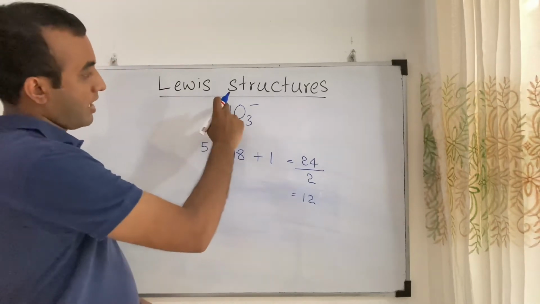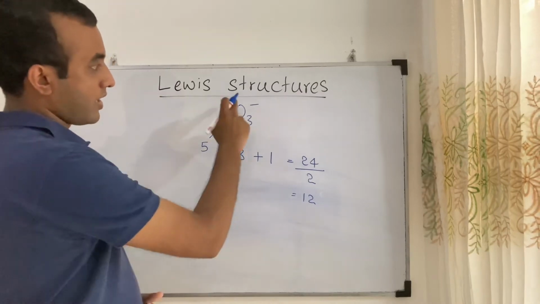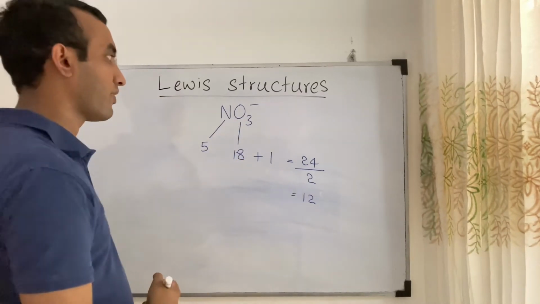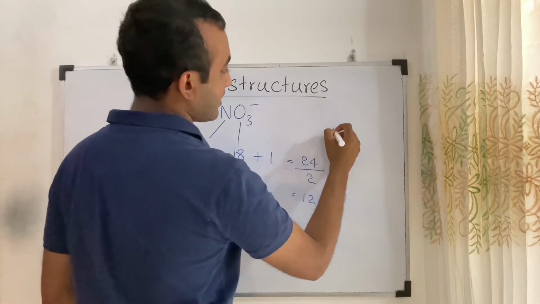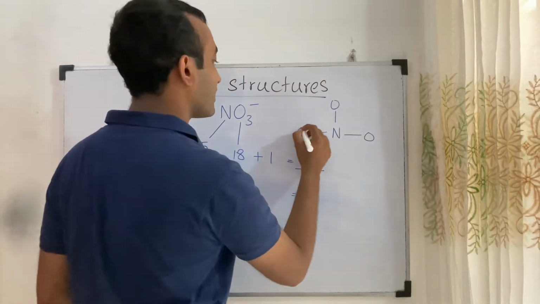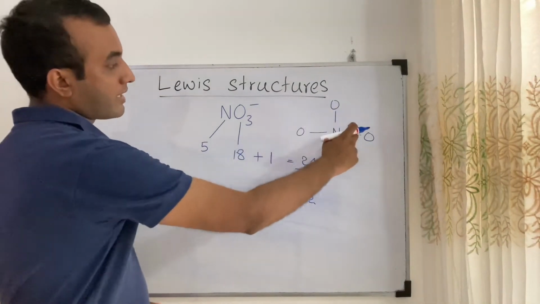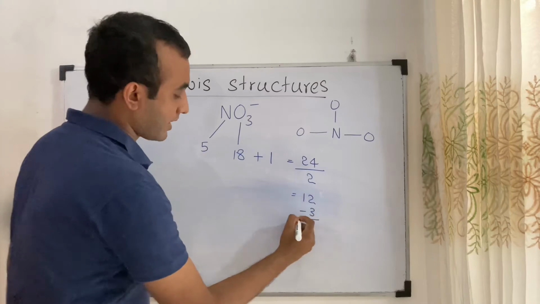So nitrogen has an electronegativity of 3 and oxygen has an electronegativity of 3.5. So nitrogen will be the central atom and the 3 oxygen atoms will be the terminal atoms. So because of these 3 sigma bonds, we have to subtract 3.